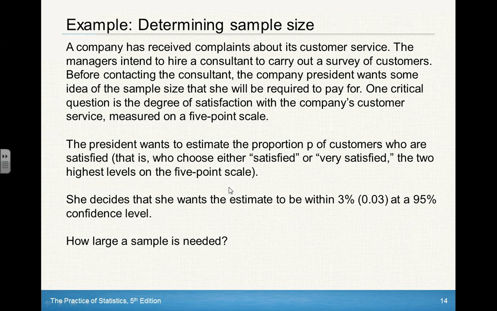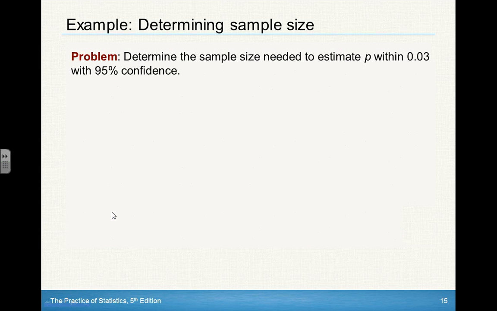Perhaps jot this sentence down right here. An estimate within 0.03 at a 95% confidence, because that's going to be the key that we need on this next slide. The sample size needed to get a P hat within 0.03 with 95% confidence.